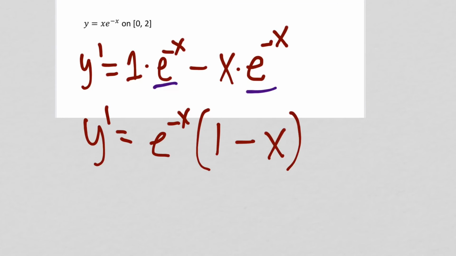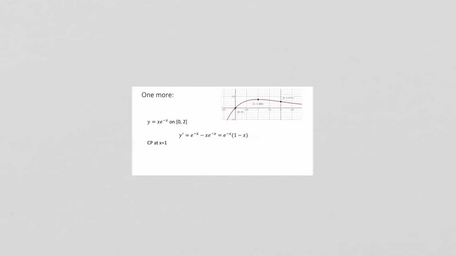Okay, e to the -x is never going to be 0, because no matter what I plug in, I'm not going to get 0. If you plug in 0, you get e to the 0, which is 1. If you plug in positives or negatives, nothing's going to make this 0, so forget about it. But this does tell us that we have a critical point at x equals 1. Okay, so critical point at x equals 1, so we have to check that. We also have to check our endpoints at 0 and 2.